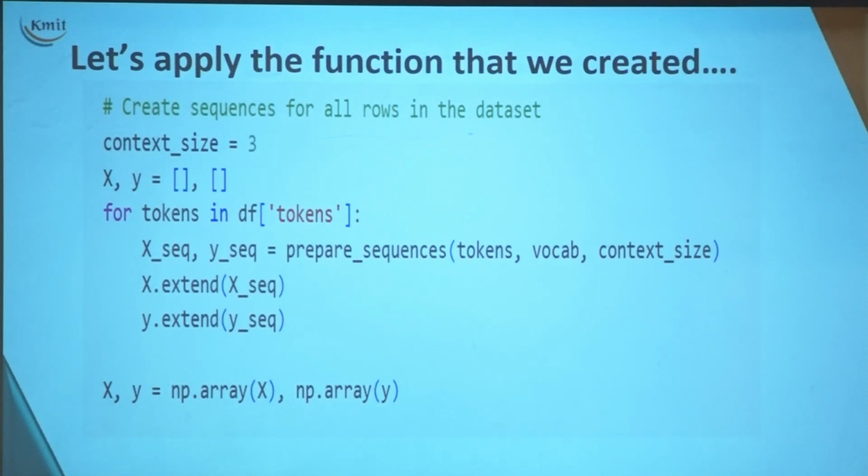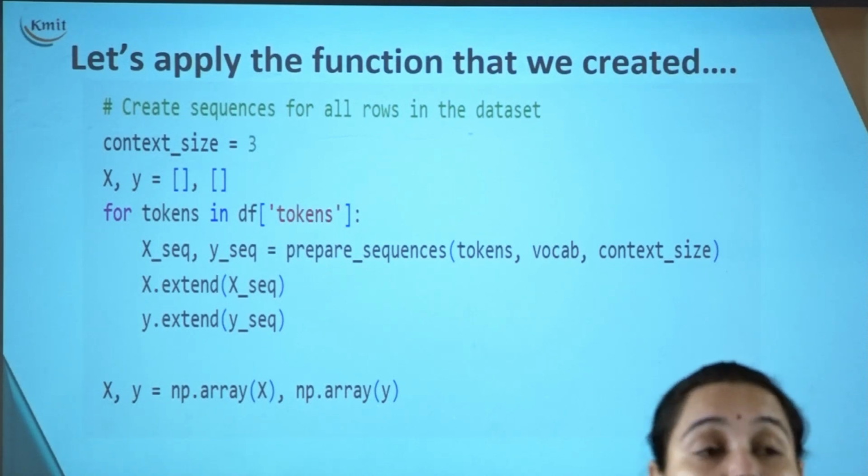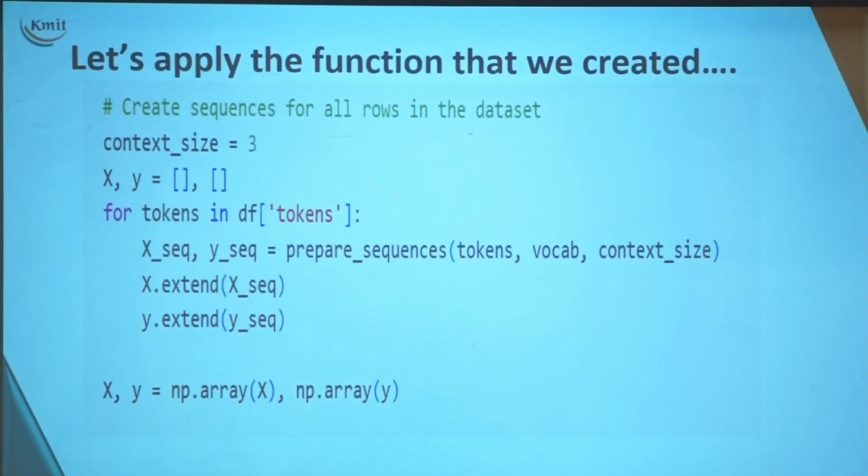You create sequences for all rows in the data set. I have kept the context size by default as 3. Initialized my empty list as I needed. Now I have to choose from where I have to take the tokens. So I am going to take tokens from where? From my data frame column tokens. And I created my vocabulary out of it. Yes, I have already done it before and I stored it into a dictionary called vocab. I am using the same here.